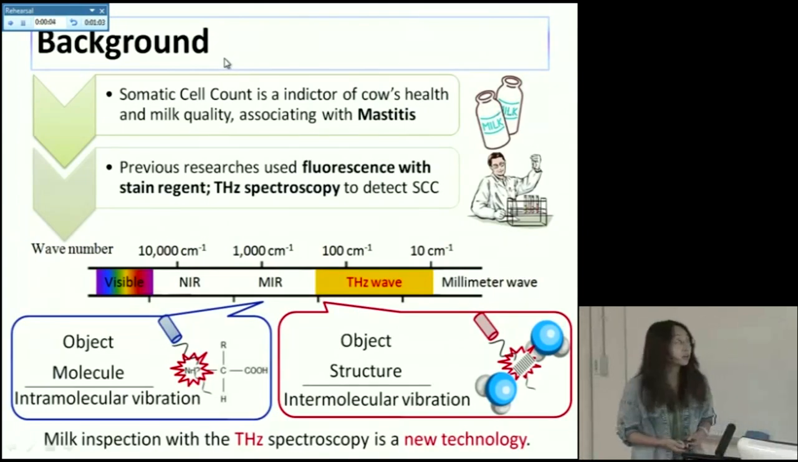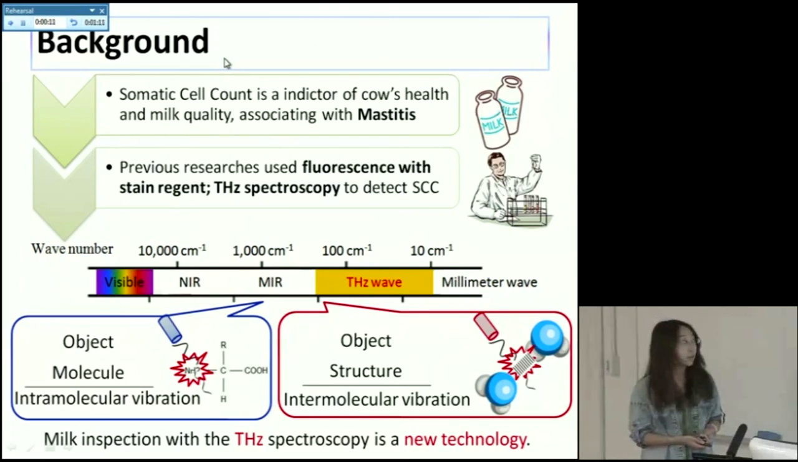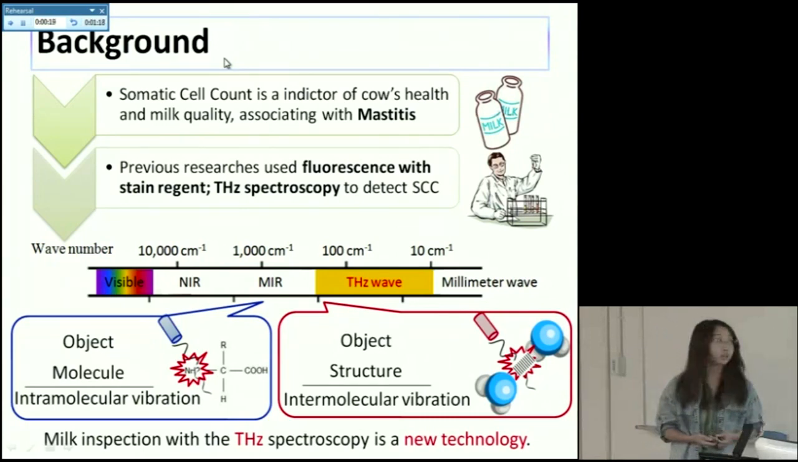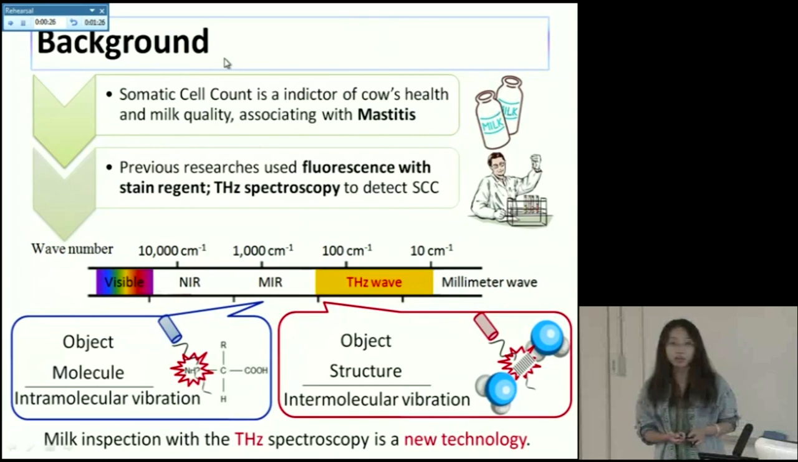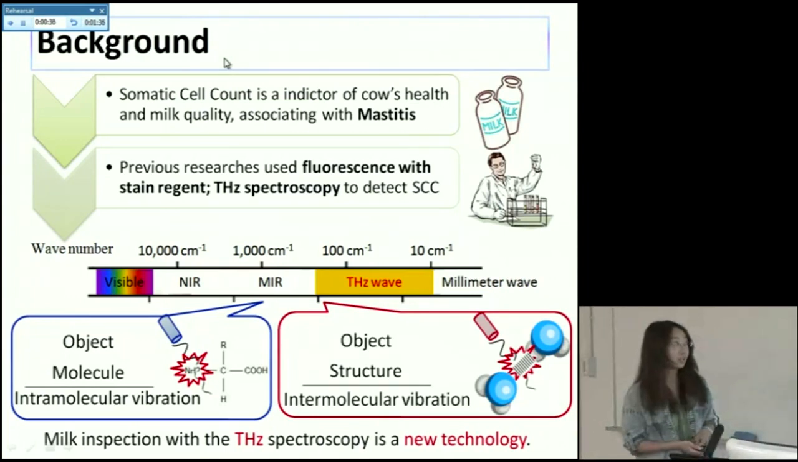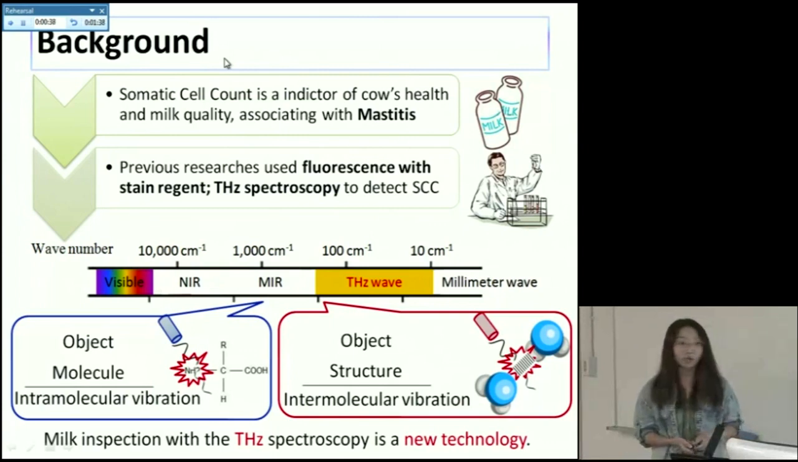As we know, somatic cell count is the largest composition in milk and is an indicator of cow's health and milk quality. No matter whether the cow has mastitis or not, somatic cells will exist in milk. And because somatic cells are very large, conventional spectroscopy methods are not suitable for detecting the SCC in milk, such as using the mid-infrared region and the near-infrared region.